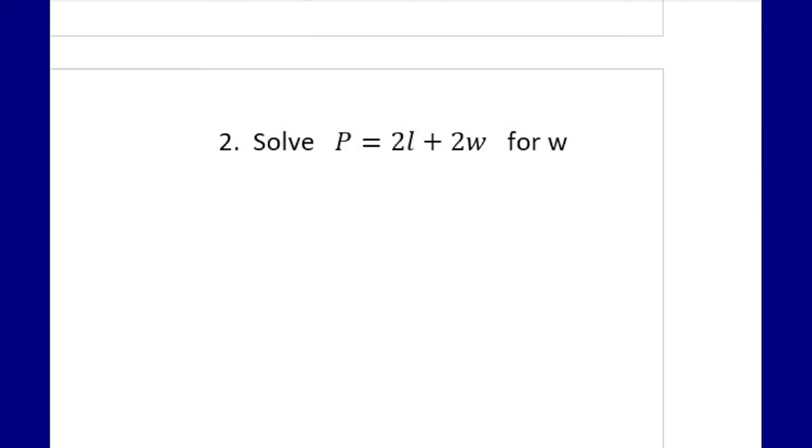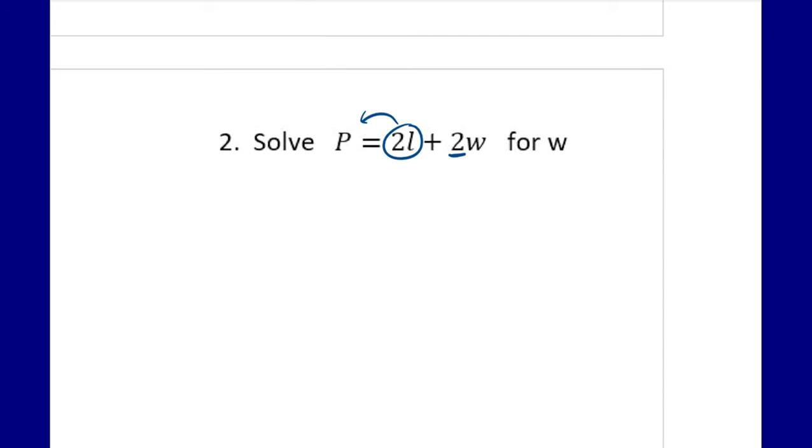So let's look at the next one. Solve p equals 2l plus 2w for w. This is our perimeter formula. Let's say we want to find the width given the perimeter and the length. If I want to rearrange for w, I have to move a couple of things. I need to move the 2l over, and then I need to get rid of this 2.